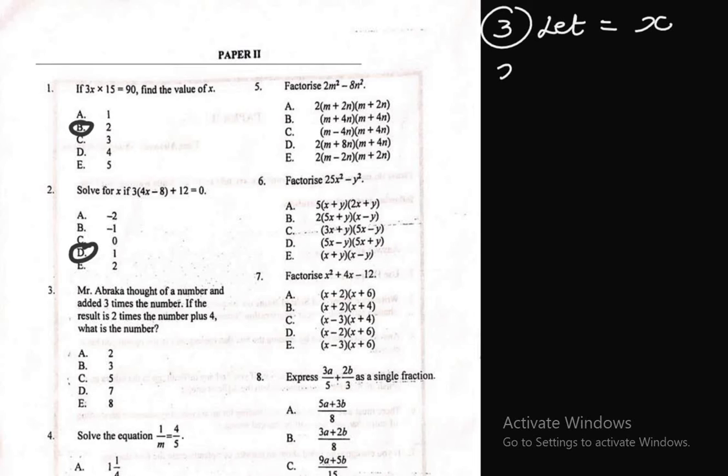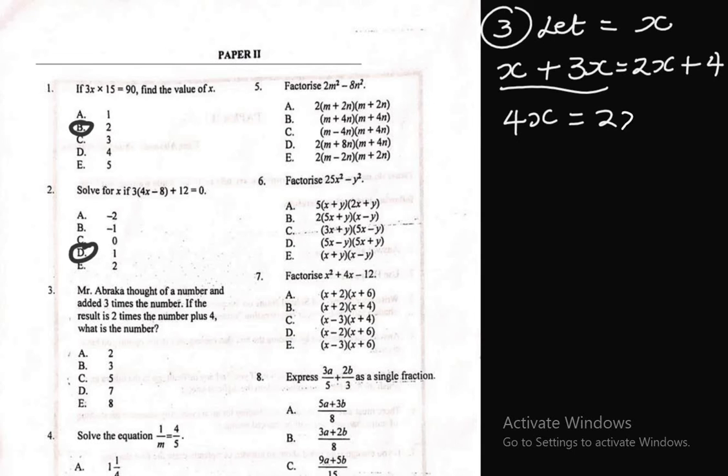So he thought of a number and added 3 times the number. So we have the number x. He added 3 times the number, so 3 times x is 3x. He added 3x. If the result is 2 times the number plus 4, 2 times the number is 2x, plus 4. What is the number? Let's start with the left hand side. x plus 3x is 4x equal to 2x plus 4.